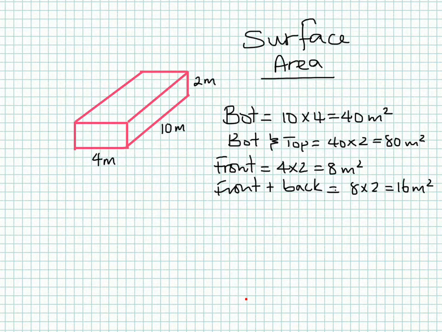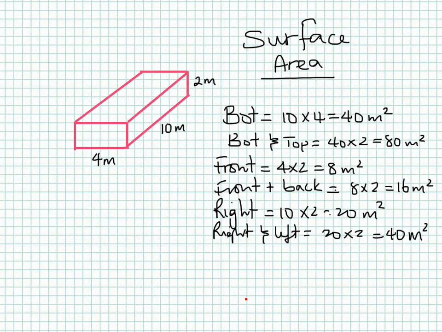So now we're going to have a look at the right side and the left side. So the right side, we can see there's a length of 10 and a width of 2. So we'll just calculate that now. Okay, so now we've got all the calculations done. So we've got the top and bottom here. We've got the front and back here. We've got the left and right there.